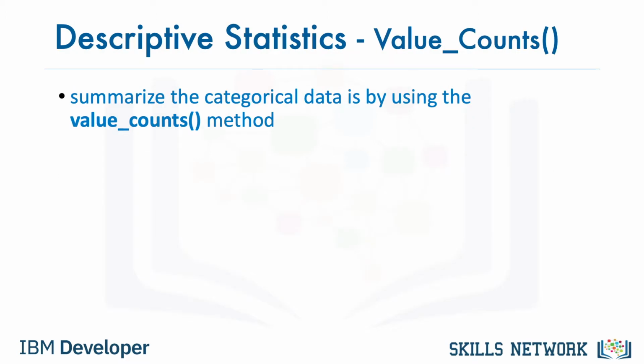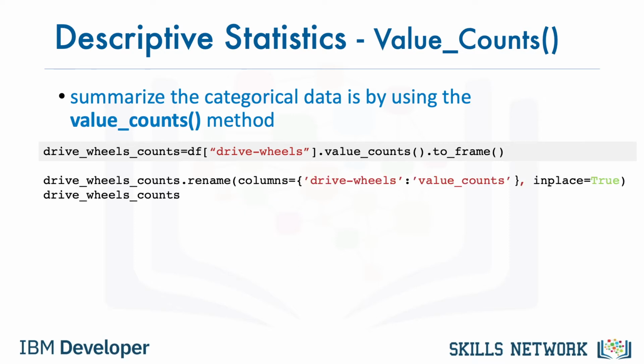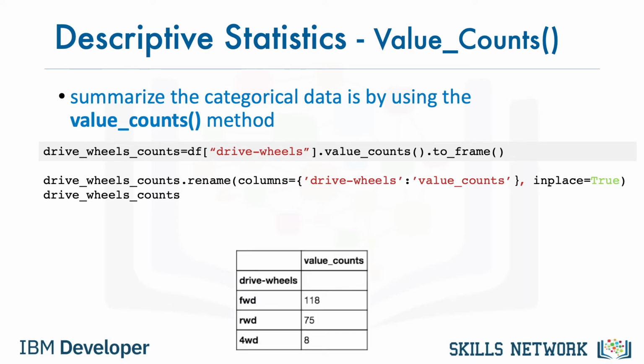You could also have categorical variables in your data set. These are variables that can be divided up into different categories or groups and have discrete values. For example, in our data set we have the drive system as a categorical variable, which consists of the categories forward-wheel drive, rear-wheel drive, and four-wheel drive. One way you can summarize the categorical data is by using the function value_counts. We can change the name of the column to make it easier to read. We see that we have 118 cars in the front-wheel drive category, 75 cars in the rear-wheel drive category, and 8 cars in the four-wheel drive category.